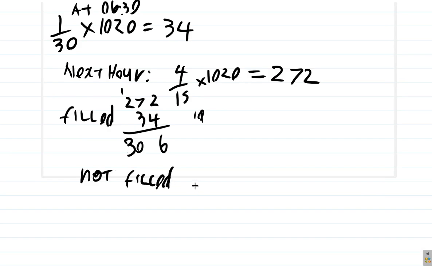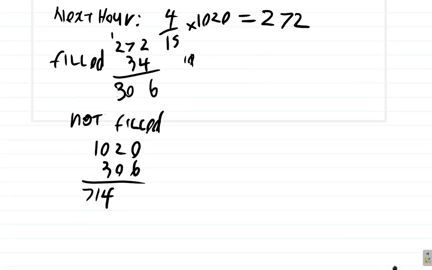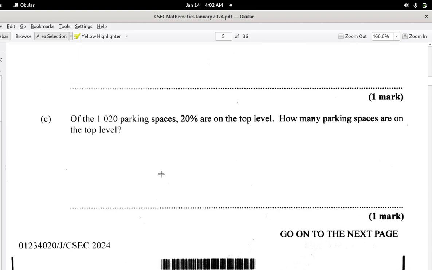Not filled, it's going to be 1020 minus 306. Right? So 1020 minus 306. When you work it out, what will you get? 714. Just to save time, it's 714. So the answer for this is 714, not filled. You see that? So that is what they ask you for in part B. Let's see the other part of the question.